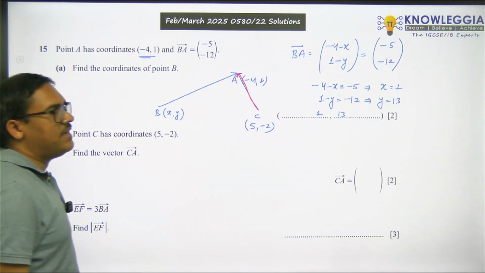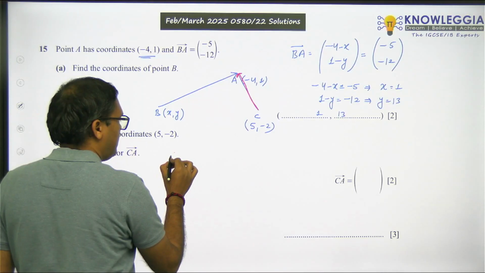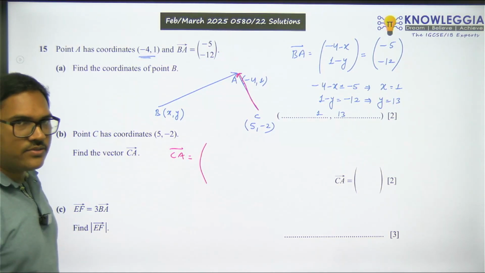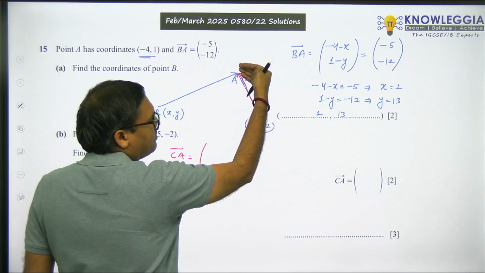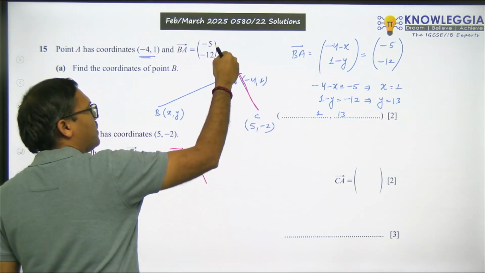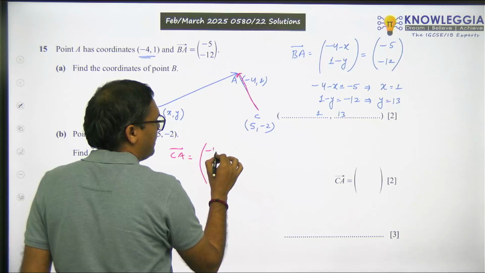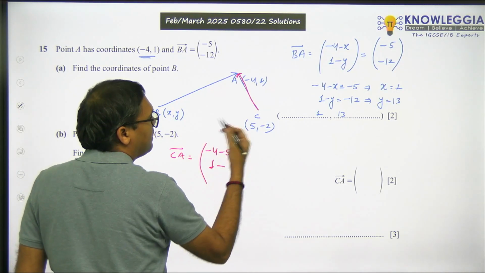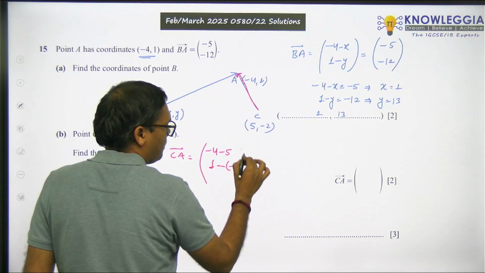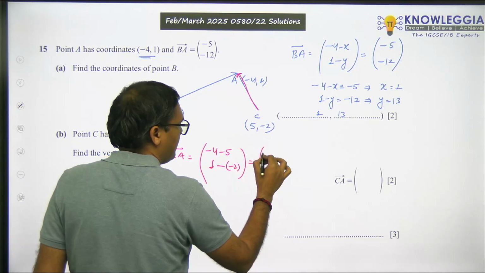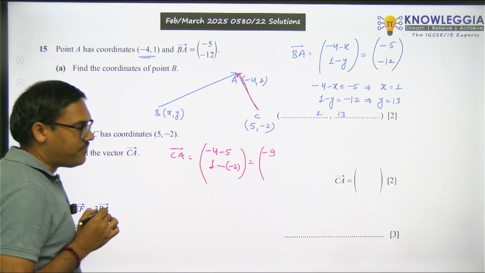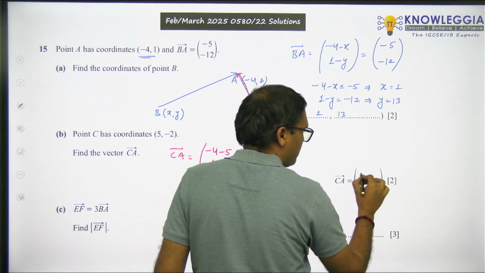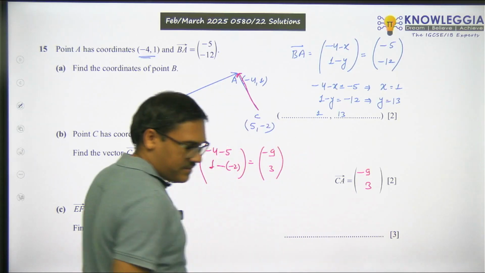Now how will you find the CA vector? Again, the CA vector is equal to the difference of coordinates. This is final minus initial. C to A you are going, so this is final minus initial. This is negative 4 minus 5, and this is 1 minus minus 2. So this is negative 9, and this is 1 plus 2, which is 3. So the answer is minus 9 and 3.